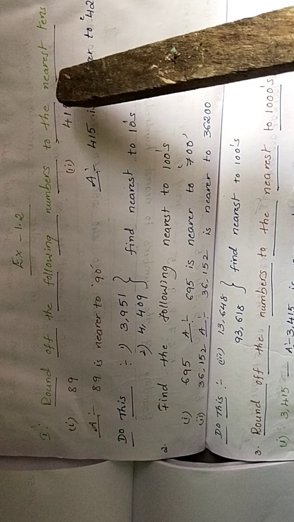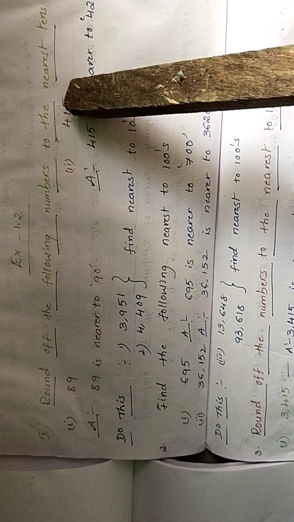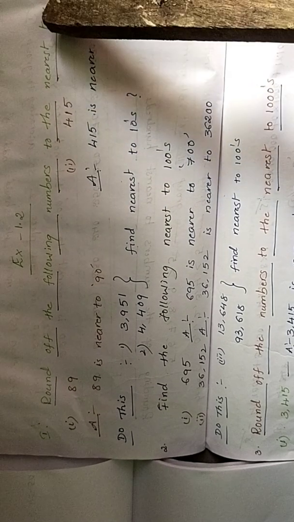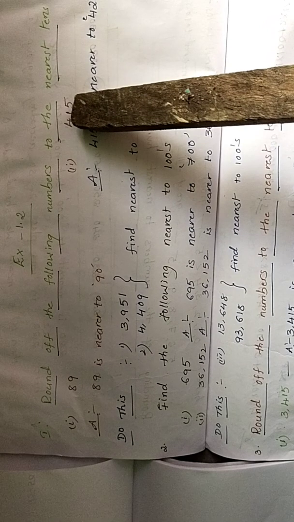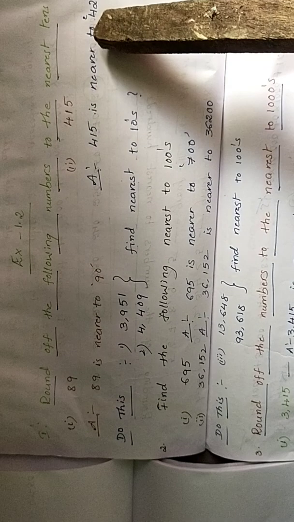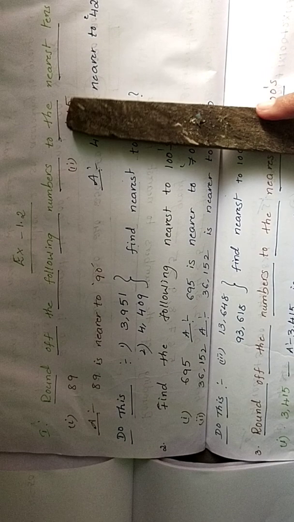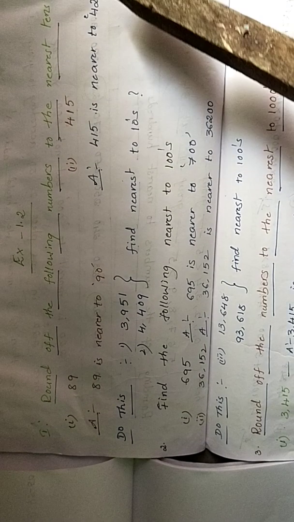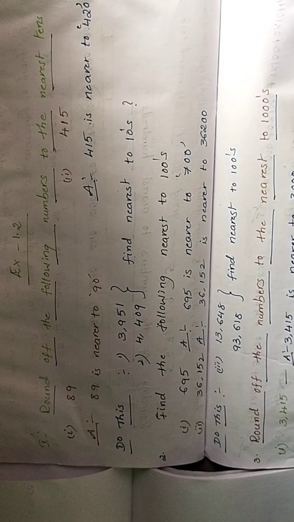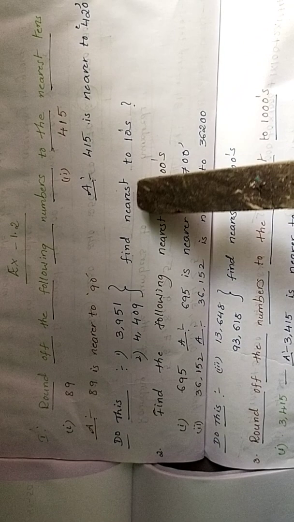Here also 415. How to find here? Here there are 3 digits. Places go up to hundreds, but you find only the nearest tens. So ones, tens, hundreds. Here we find the nearest tens only. You don't take the hundreds place value. You take only 15, only the tens place value. We don't want 4, because it is the hundreds place. That's why 15. 15 is nearest to 20. 4 is not changed. So 420.